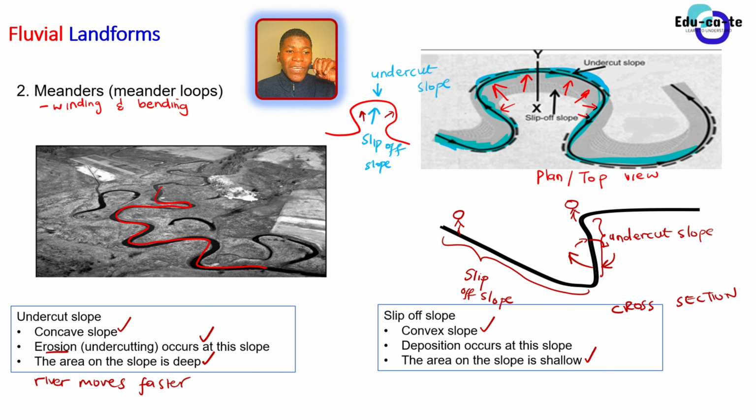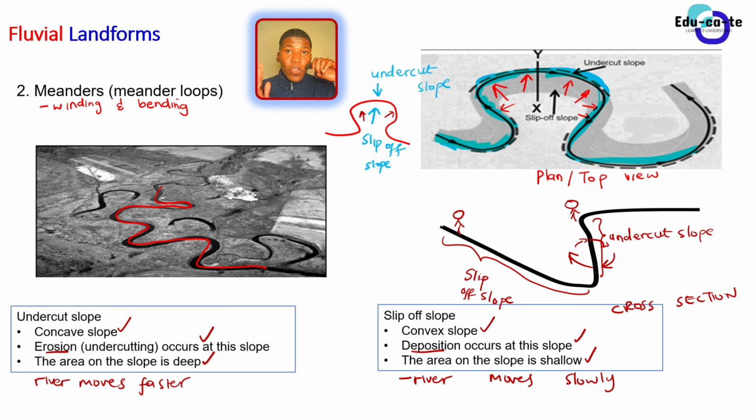So the river is moving faster at the undercut slope. But at the slip-off slope, the river is moving slowly. So, seeing these two things, we can say that at the slip-off slope, there is deposition. When material has been eroded and removed from the surface at the undercut slope, it will be deposited at the slip-off slope.